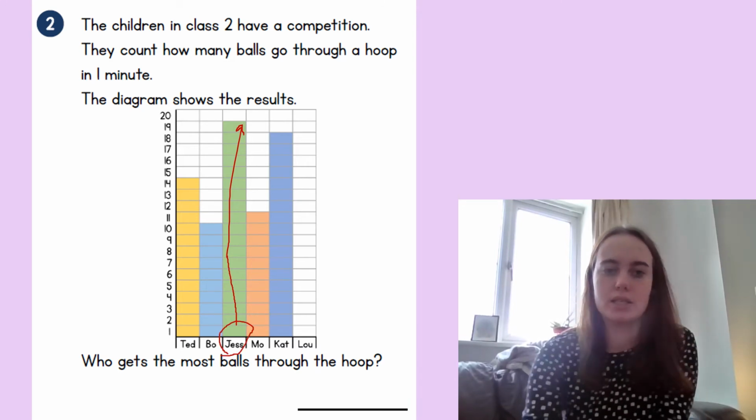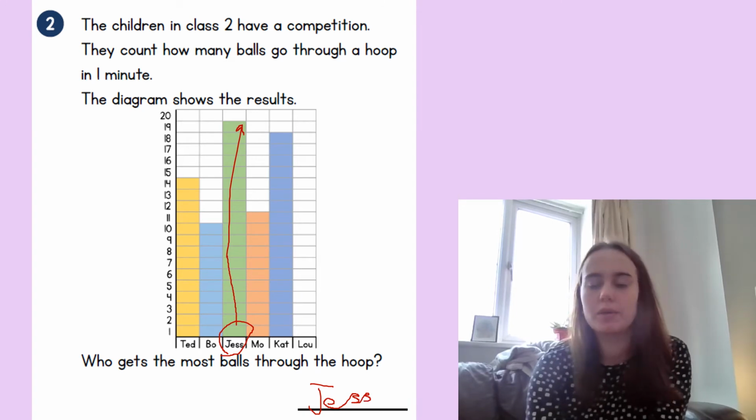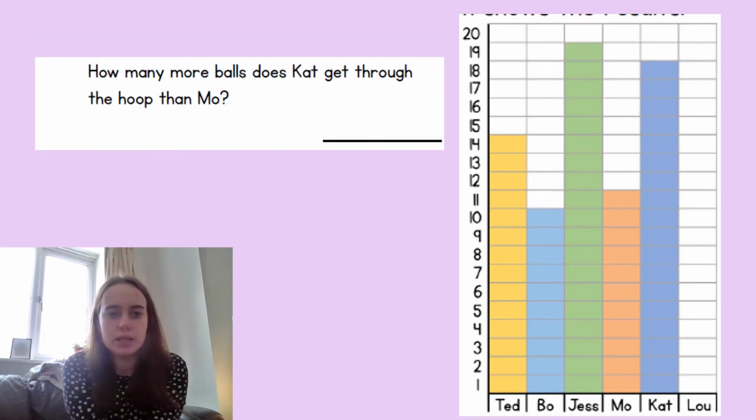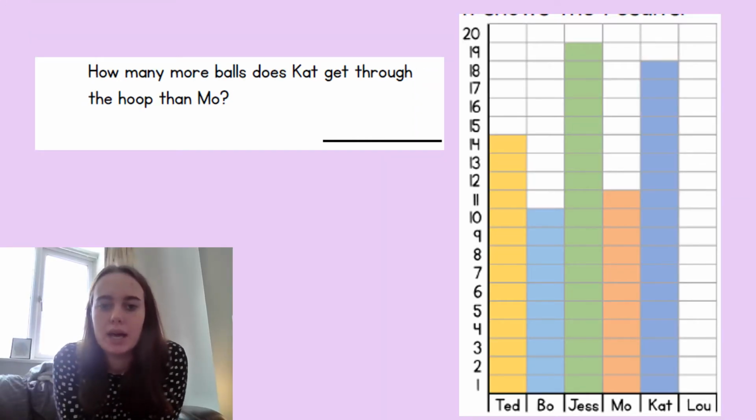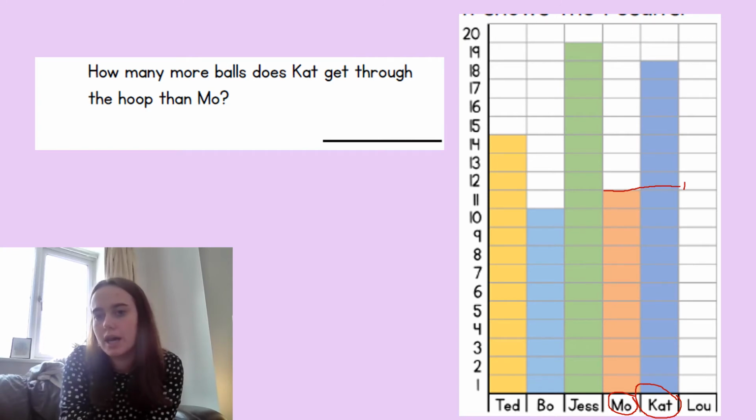So Jess is the one with the most balls that go through the hoop. There we go. The next question is, how many more balls does Kat get through the hoop than Mo? So we've got Kat here and Mo here. Kat's got more than Mo. So this is where Mo's go, whereas you can see that Kat's carries on going up.